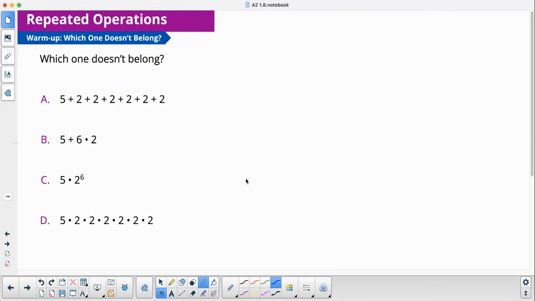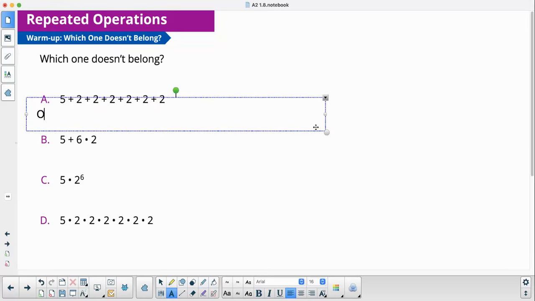All right, so which one doesn't belong? Try to come up with a reason for all of them. Pause the video and see if you can come up with a reason for one of them or all four of them. All right, so the first one, my reason for the first one, I'm going to say it doesn't belong. I'm going to say this is the only expression that uses all addition.